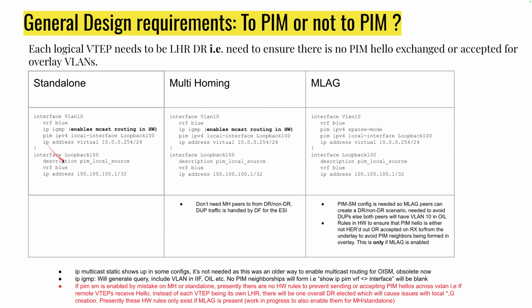So any doubts on this slide? For standalone, we need to have ip igmp to enable multicast routing, and we need to use pim ipv4 local-interface if you are using IP address virtual.